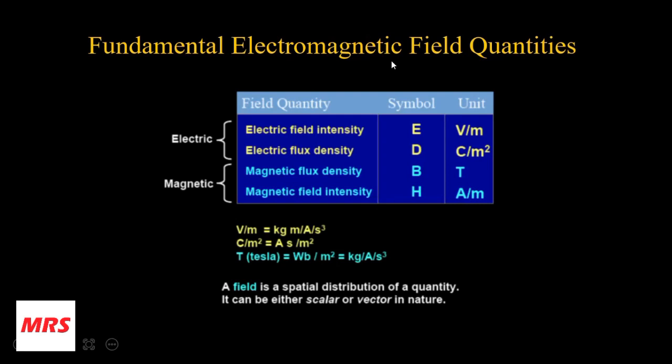Fundamental electromagnetic field quantities are: electric field intensity denoted by capital E, units are volts per meter. Electric flux density denoted by capital D, units are coulombs per meter square. Magnetic flux density denoted by capital B, units are Tesla. Magnetic field intensity denoted by capital H, units are ampere per meter. A field is a spatial distribution of a quantity. It can be either scalar or vector in nature.